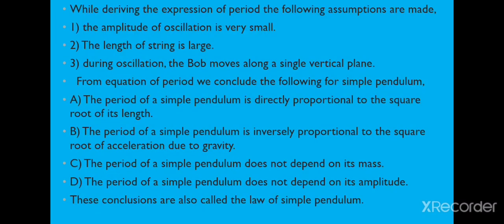Therefore, the conclusions are: first, the period of a simple pendulum is directly proportional to the square root of its length. Second, the period of a simple pendulum is inversely proportional to the square root of acceleration due to gravity. Third, the period of a simple pendulum does not depend on its mass. And fourth, the period of a simple pendulum does not depend on its amplitude. That means the equation of period of a simple pendulum does not depend upon mass and amplitude. These conclusions are also called the laws of simple pendulum.